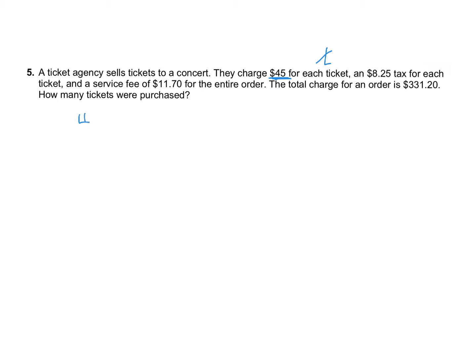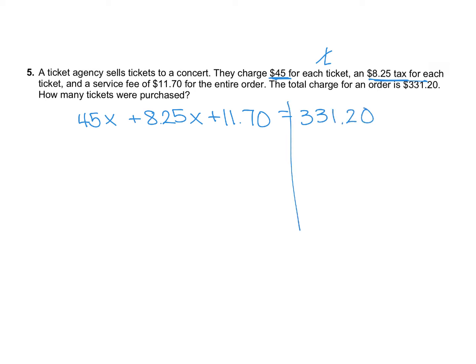So we're going to have 45x. And then we have the tax for each ticket as well, and that's going to be $8.25 for every ticket. And then we have the $11.70 service charge for the entire order. So you're only going to pay that one once. So that's our constant here. And then we're going to have a total of $331.20.